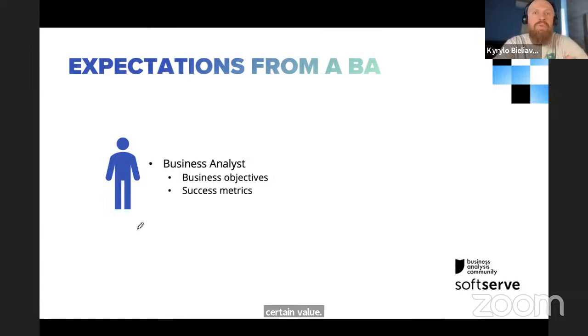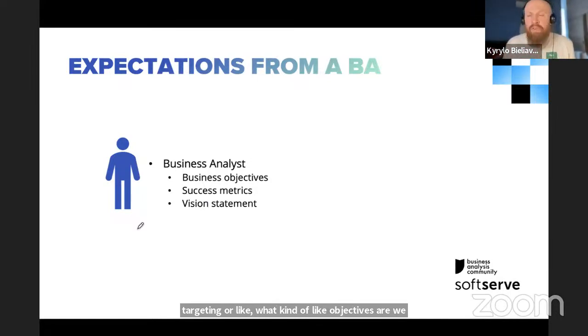That knowledge will really help us to understand where we should go, and will even help us to make implementation decisions further on, just knowing what metrics we are targeting, or what kind of objectives we are targeting.